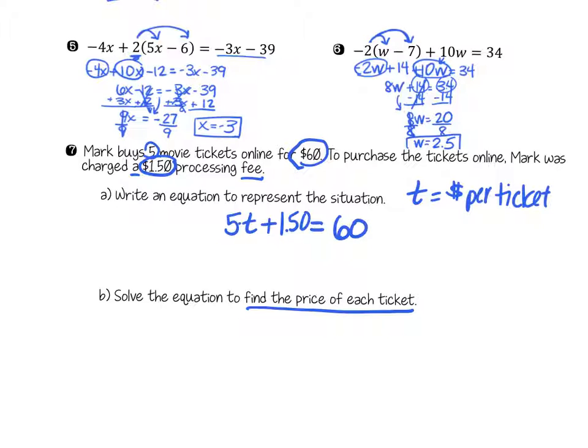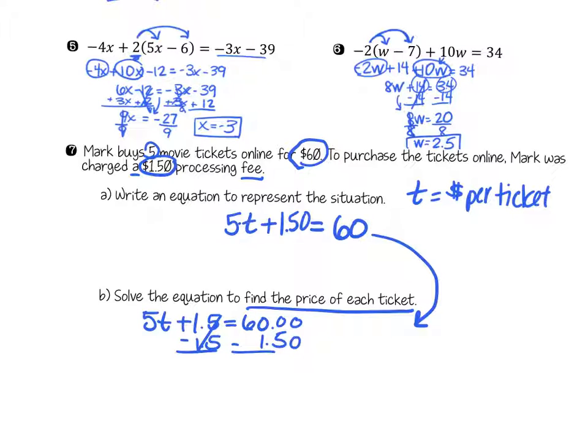I don't have to have the 0, and now I am going to solve it down here. So 5t plus 1.5 equals 60. I start off, I want to move the constants away. Be careful here if you set it up like that. Remember, your decimals should line up when you subtract. Okay, so that gives me a total of $58.50 once we take out the processing fee.